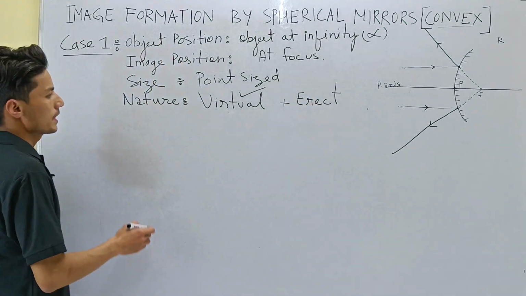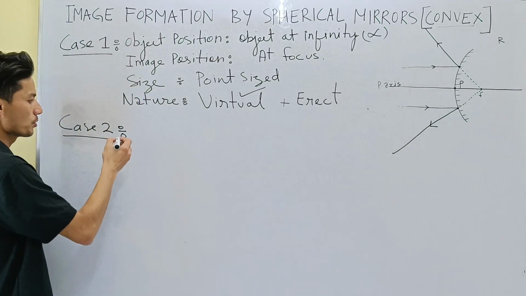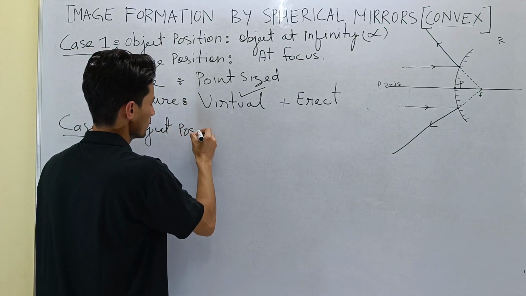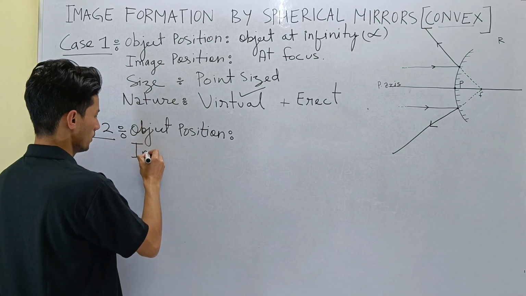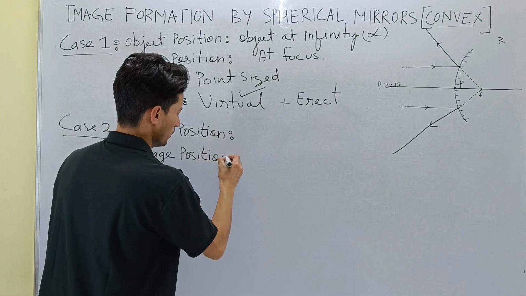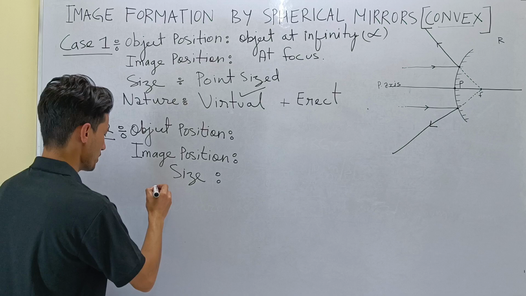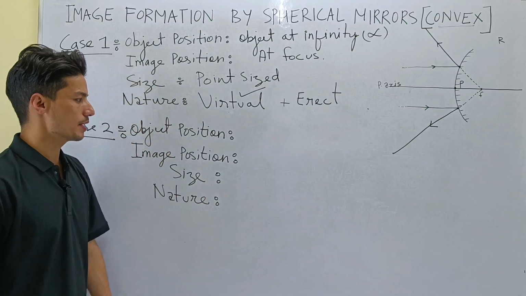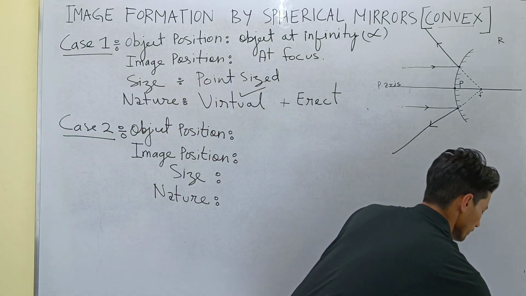Now case 2. Now we go to case 2. So same thing, object position, then image position, then size, then nature. All right, now let's find them one by one. So let us draw the ray diagram. So we will draw another ray diagram again here.